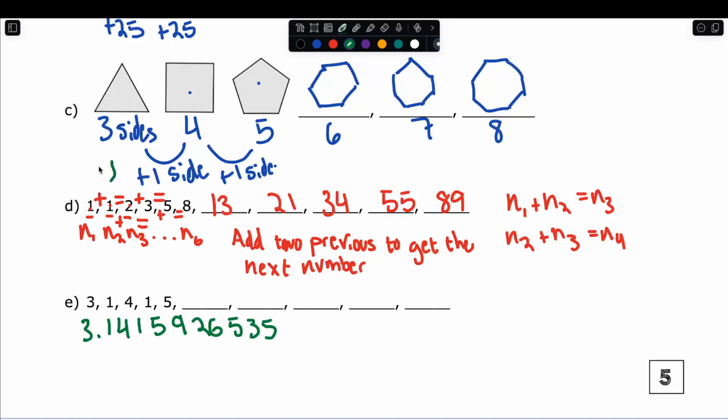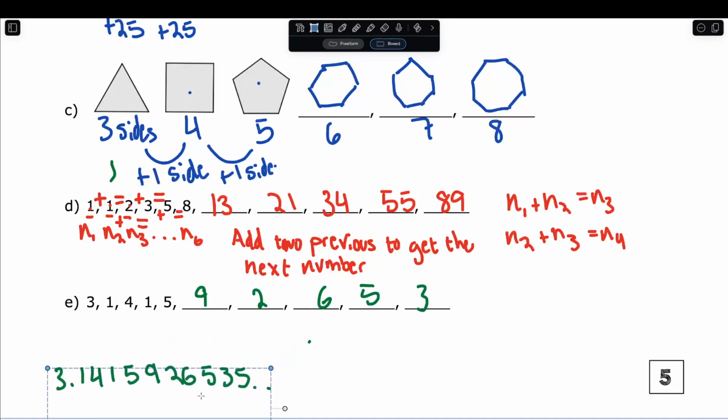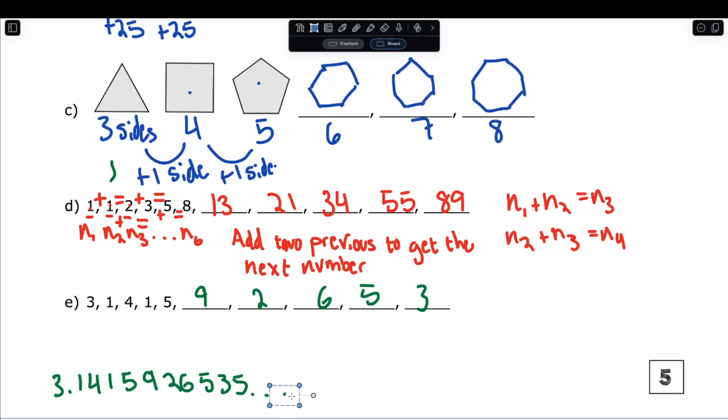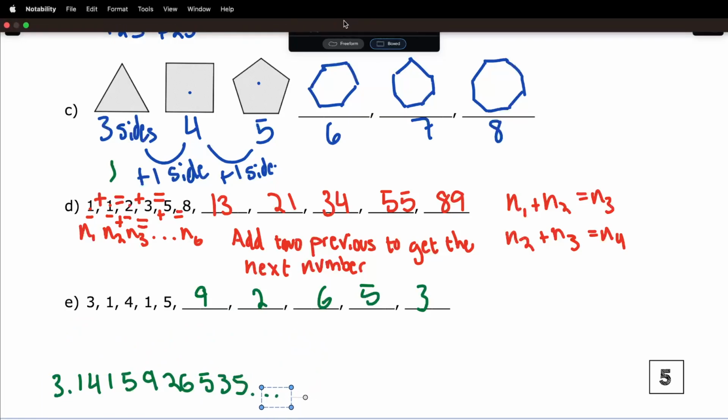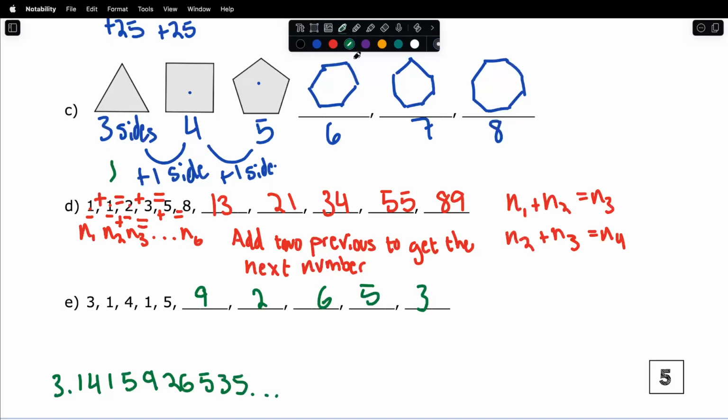3.141592653, and so on. And so my intended pattern would be 9, 2, 6, 5, and 3. However, another teacher had pointed out something interesting to me, which was there is a pattern with every other number.